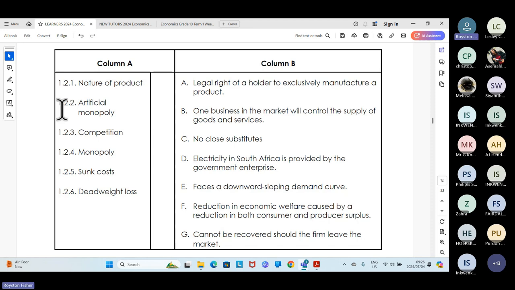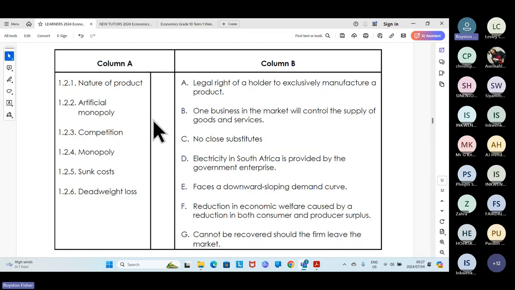Then moving on to 1.2.2, artificial monopoly. Before I move on, we said 1.2.1 is C, and the reason it's C is because there is no close substitute. 1.2.2, artificial monopoly. And thank you, Santa Claus, I see your answer there is C for number one. Let us look at what the other answers are.